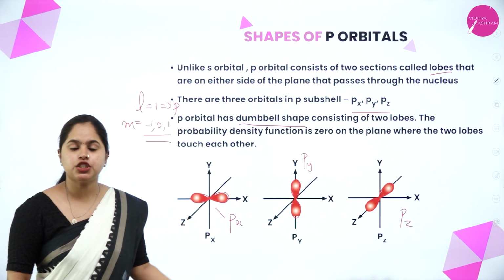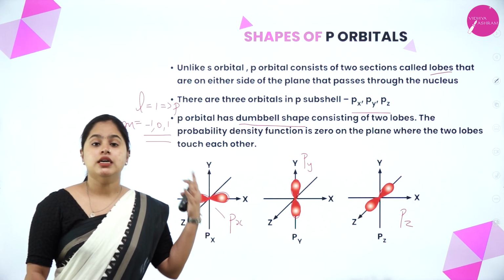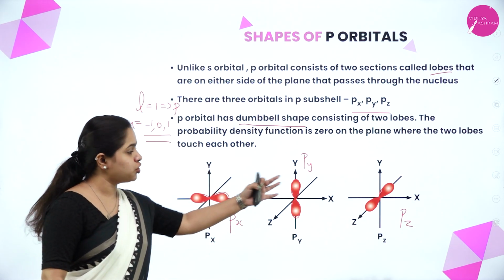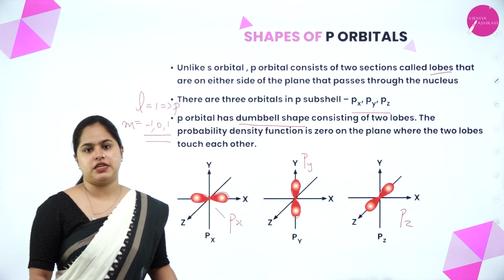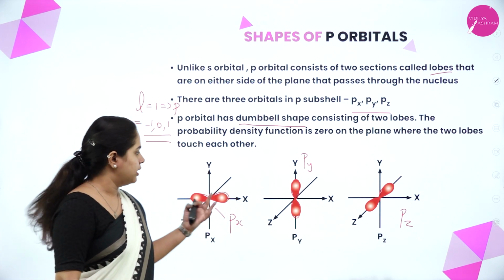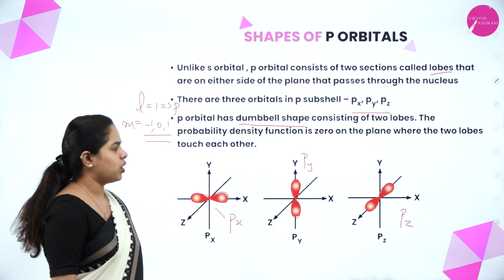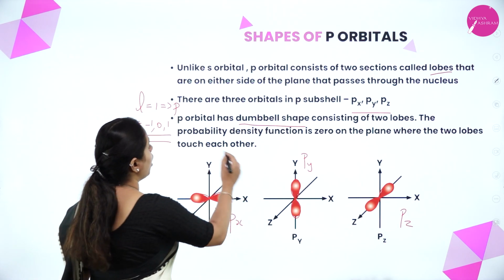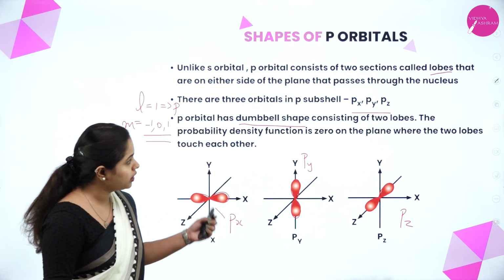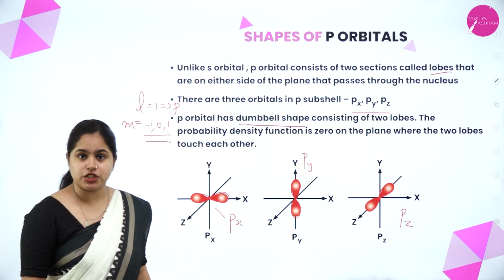So this is about the shape of p orbital. It has a dumbbell shape, and based on which axis it is present along, there are three types, that is px, py and pz orbital. So I hope it is clear. And one more point, the probability density function is 0 on the plane where the two lobes touch each other.